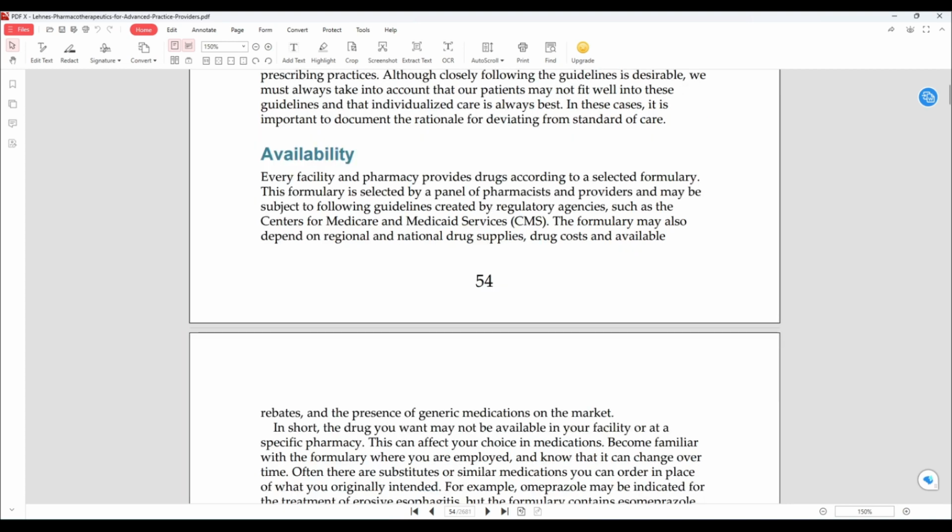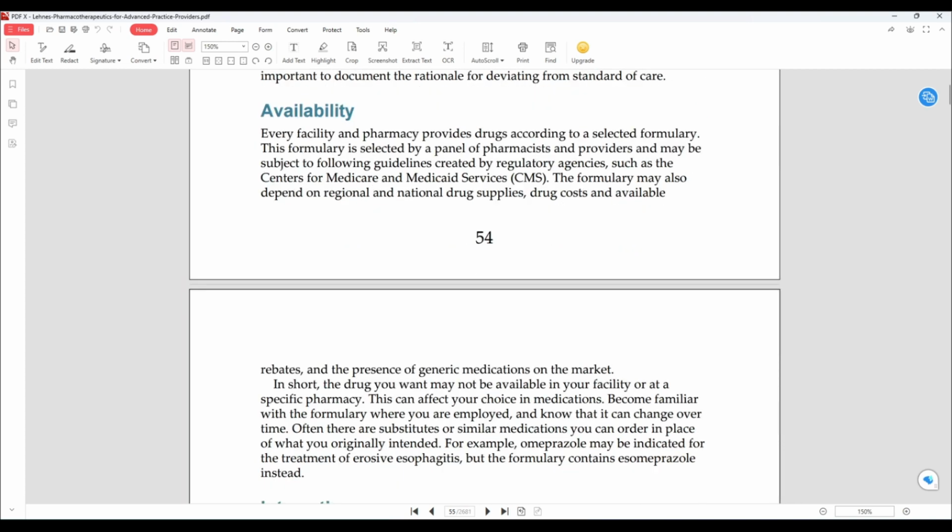The availability, therefore, every facility and pharmacy provides drugs according to a selected formulary. This formulary is selected by a panel of pharmacists and providers and may be subject to following guidelines created by regulatory agencies, such as the Centers for Medicare and Medicaid Services.